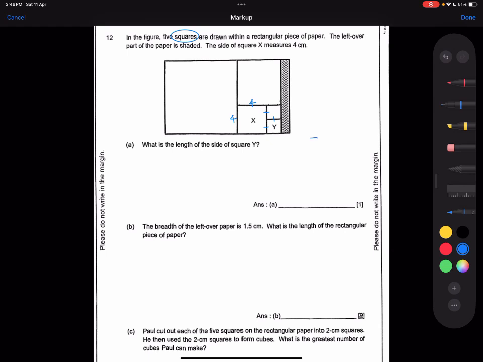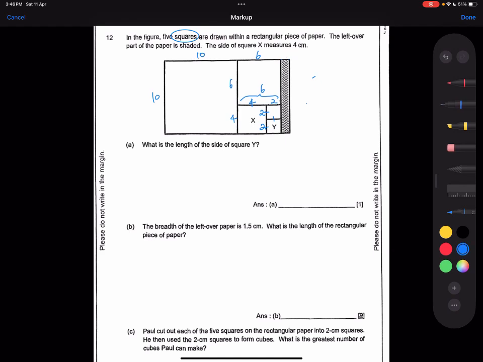Alright, which means that each side here is 2. So this is 2. Alright, so now we know that 4 plus 2 is 6. So this side is 6. This side is also 6. 6 plus 4, 10. So this is 10. This side is also 10. And then we have this is part B. Let's not write it down.